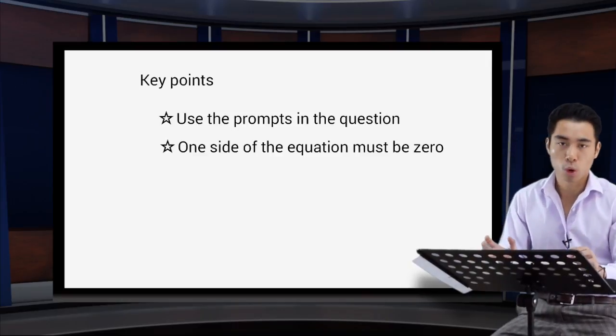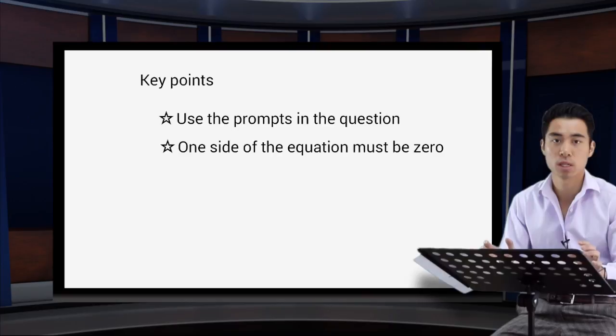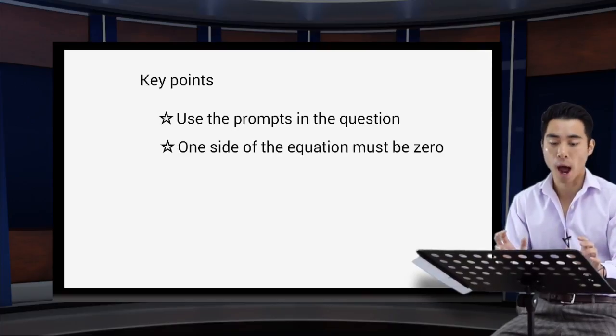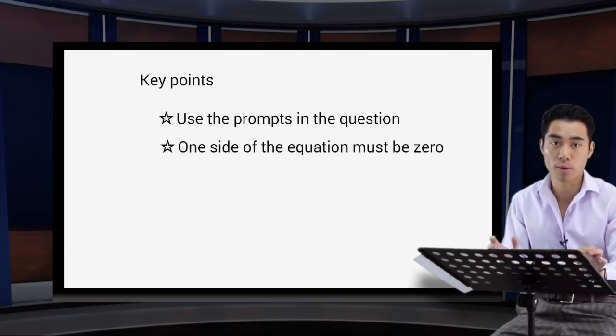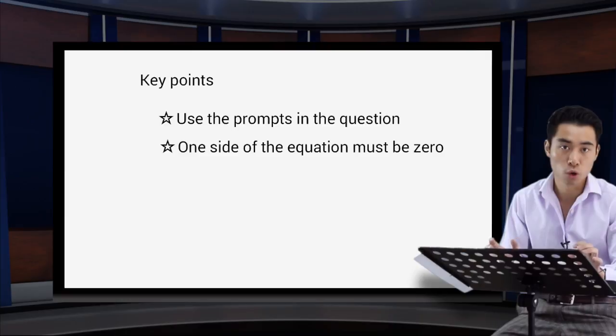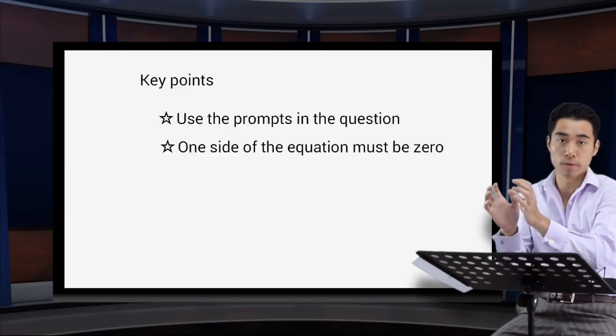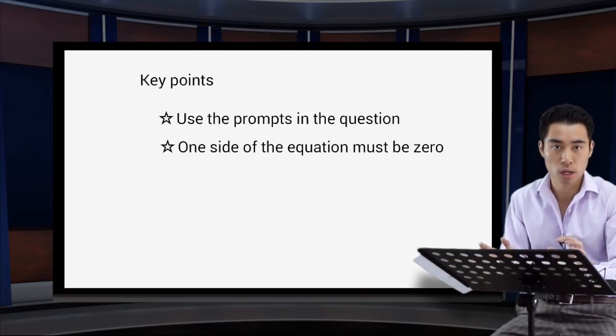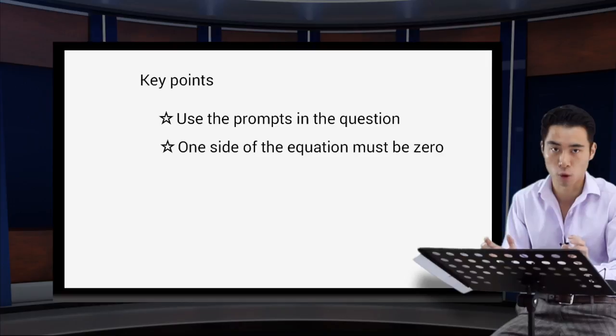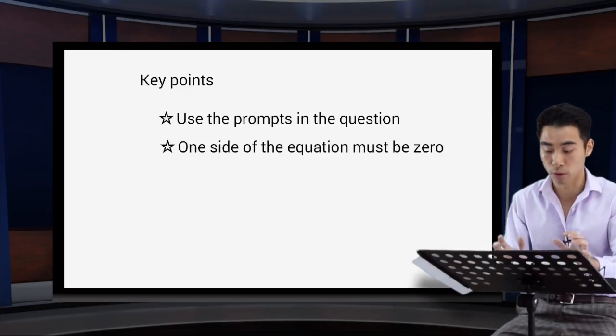Number 2, one side of the equation must be equal to 0. So regardless of whether you're solving by factorisation or using the quadratic formula, both of those methods require you to move all of your terms over to one side of the equation such that the other side of the equation is just 0. In other words, expressing your quadratic equation in the form some lot of x squared plus some lot of x plus a number. So that's what we looked at in a previous section of the video.